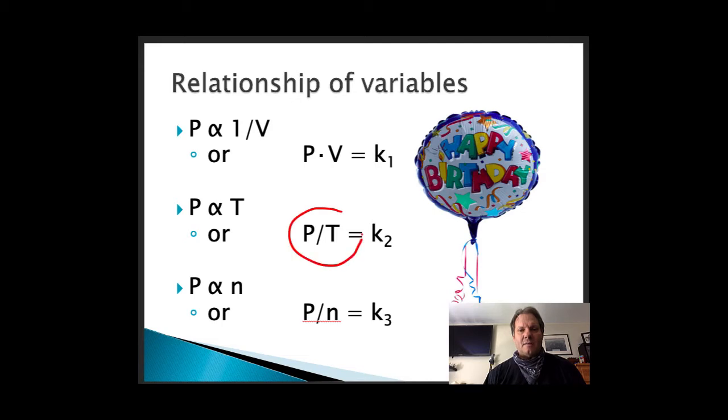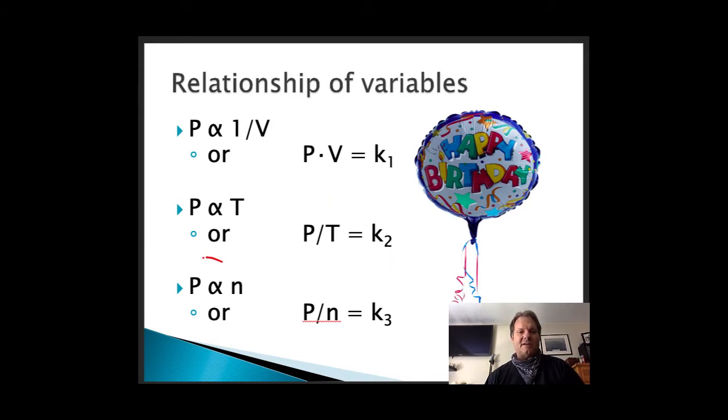In other words, pressure divided by temperature also has to be a constant. So if the temperature increases by 5, the pressure would increase by 5. If we doubled the temperature, the pressure would double. So that always remains a constant.